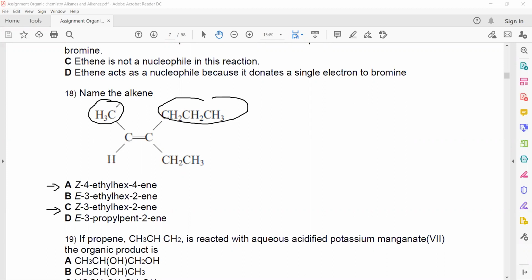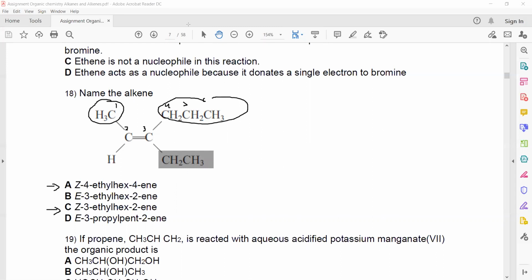Now, what about the name? When I count the carbon, 1, 2, 3, 4, 5, that's 5 carbon. But if I count 1, 2, 3, 4, 5, 6, that's 6 carbon. So 6 carbon is showing the maximum number of carbons in the chain. And what is not there is a branch.